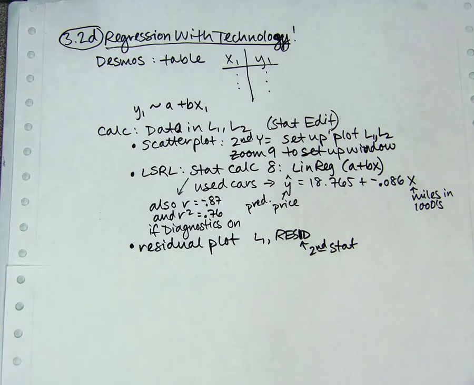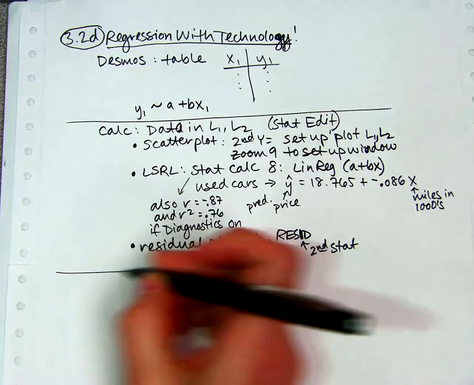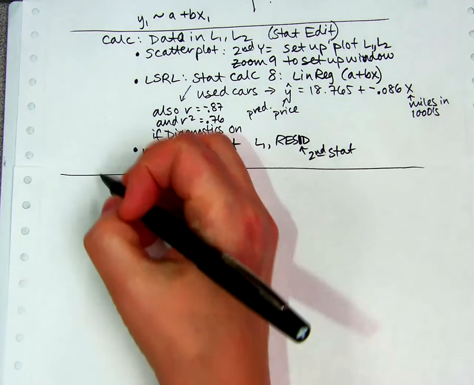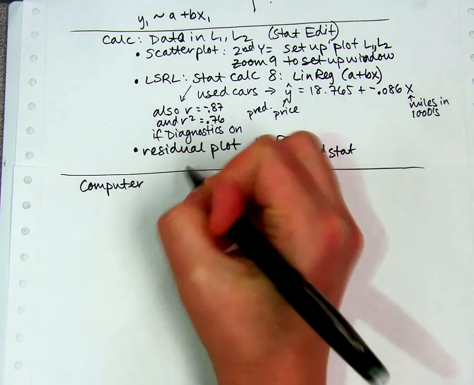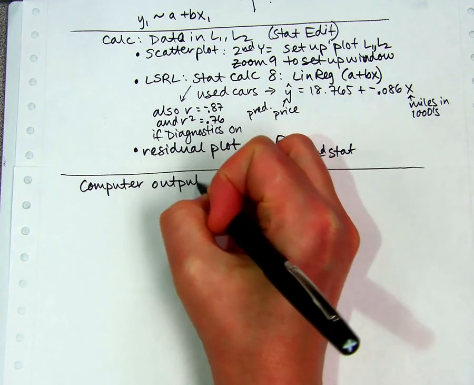Desmos makes it pretty easy to plot residuals also, but I'm not going to show you that right now. So that's Desmos and the calculator. There are a lot of other computer software things out there that are used by people who do stats in real life. And I'm going to show you how to find what you need on a typical computer output. I'm not going to show you how to put it into the computer because we don't have that software available to us. You have to buy it, and it's kind of a pain.